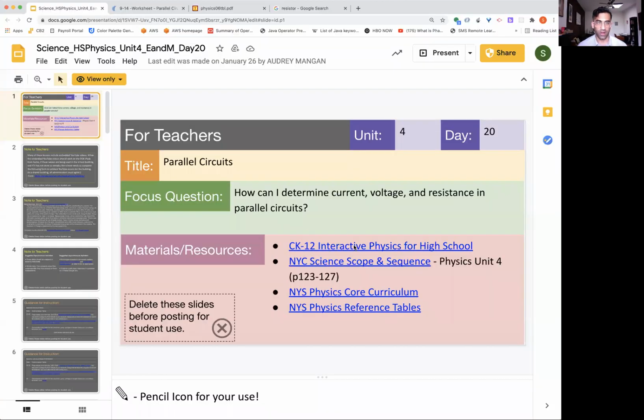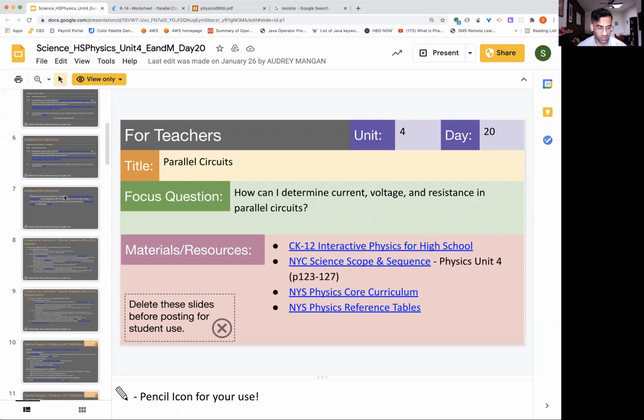So this is part of the Unit 4 Electricity and Magnetism Day 1 lesson on parallel circuits. How can we determine the current, voltage, and resistance in parallel circuits, all right?